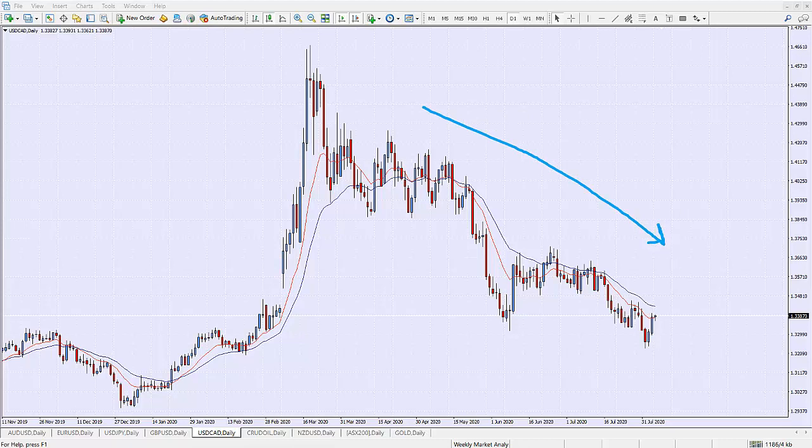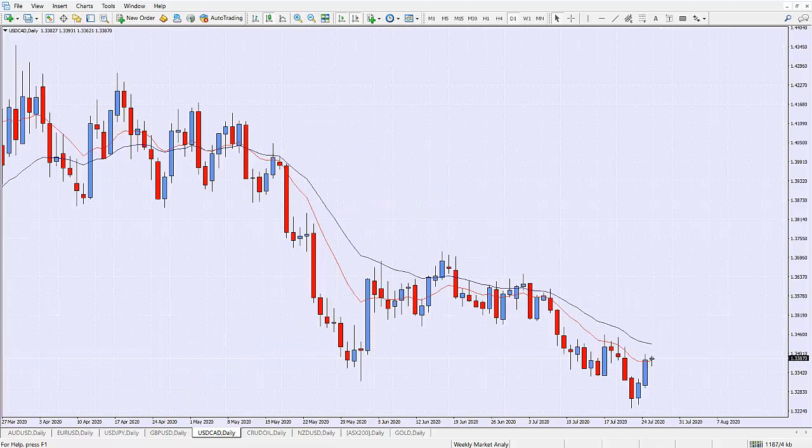So what I'm going to naturally look for, let me zoom in a bit more so we can all see it a bit better, I want to look for a pullback.